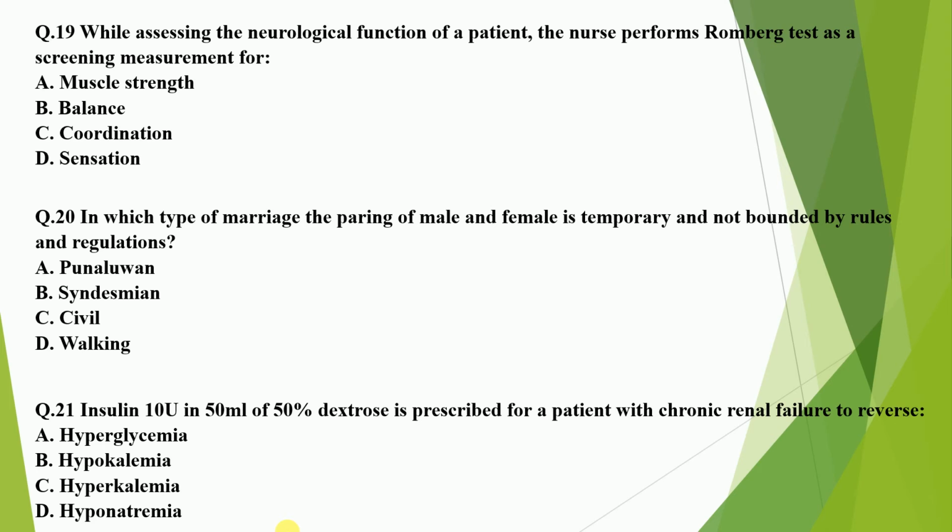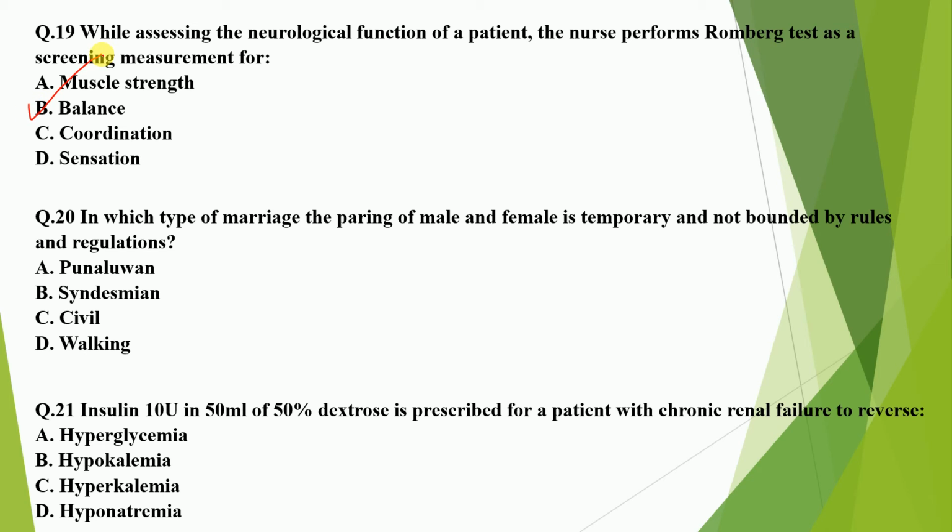Next, while assessing the neurological function of a patient, the nurse performs Romberg test as a screening measurement for: option A, muscle strength; option B, balance; option C, coordination; option D, sensation. Correct answer is option B, balance.